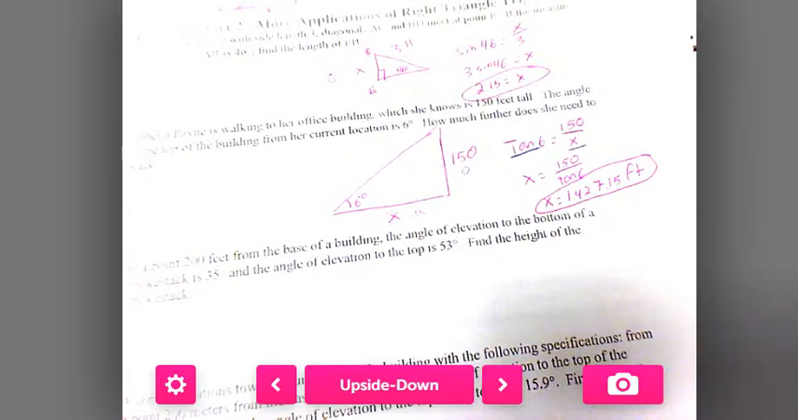At a point 200 feet from the base of a building, the angle of elevation to the bottom of a smokestack is 35 degrees. And the angle of elevation to the top of the smokestack is 53 degrees. Find the height of the smokestack. This is when we get a little bit more difficult because we're going to have two different things and we're going to have to do some subtracting.